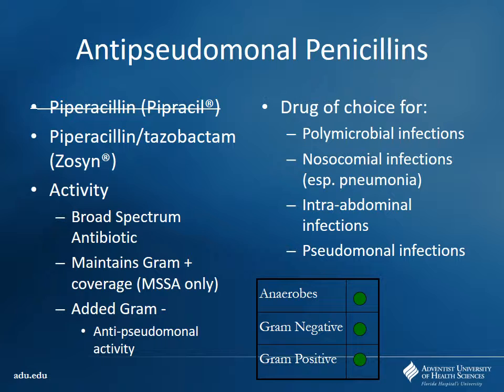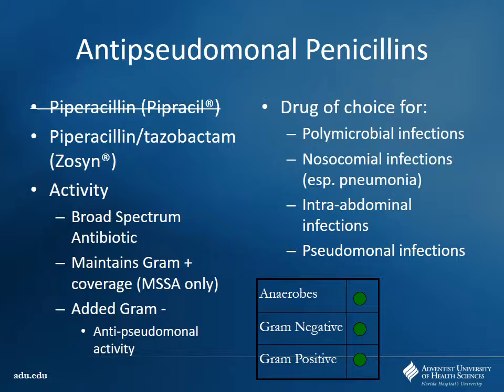It maintains good gram-positive coverage, including MSSA. So if you have something like an MRSA infection, this is not going to be good. In fact, there's really no penicillin you're going to give that's going to be good for MRSA. It has really good gram-negative coverage, including Pseudomonas. So hint, hint, remember this one. And it also has good anaerobic coverage.